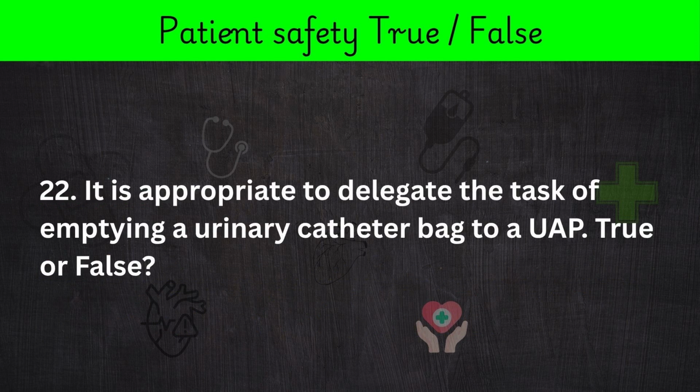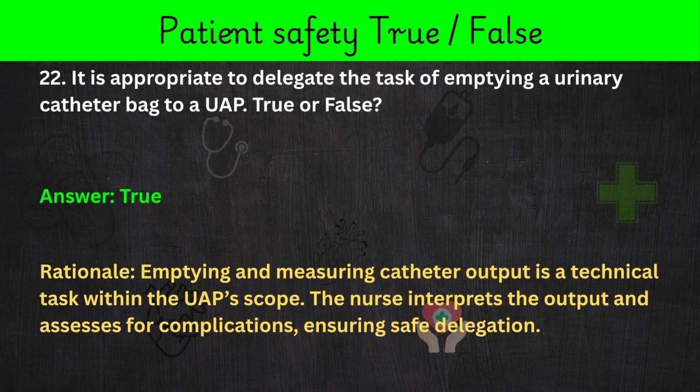22. It is appropriate to delegate the task of emptying a urinary catheter bag to a UAP. True or false? Answer: true. Rationale: Emptying and measuring catheter output is a technical task within the UAP scope. The nurse interprets the output and assesses for complications, ensuring safe delegation.